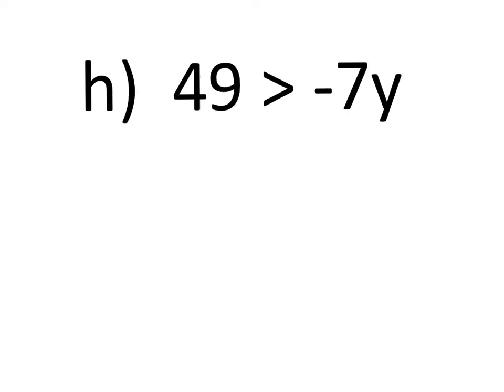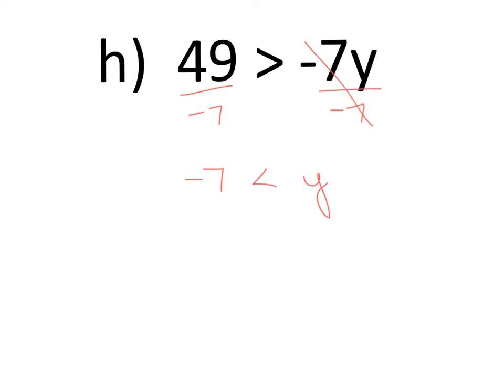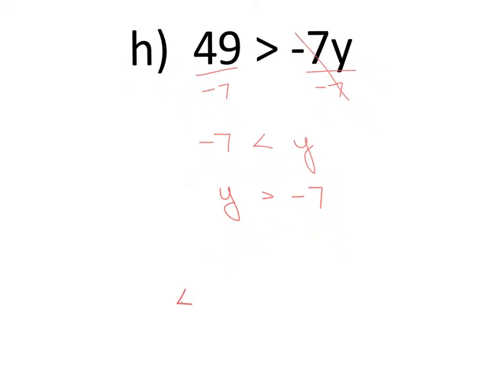I want you to pause the video and try H on your own. Okay, in this problem, you should have divided both sides by -7. So you would have gotten -7, and the sign flipped because you were dividing by a negative. And then I needed to do a rewrite, so my sign flipped again, and I've got y is greater than -7. So I'm going to put -7, open circle, and shading to the right.